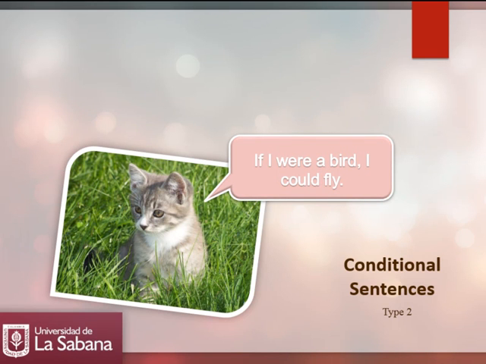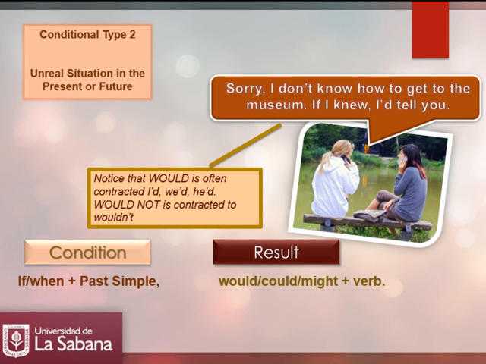Previously, we talked about conditional sentences type 0 and 1. In this video, we will learn about conditional sentences type 2. And before we start, let's take a look at the following sentence.